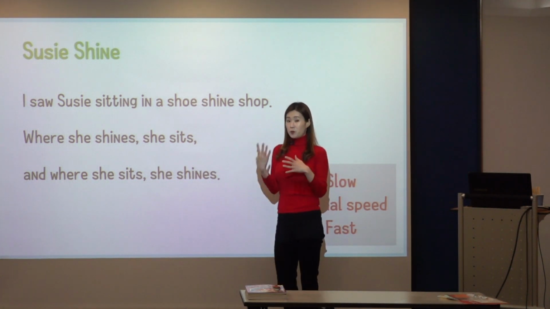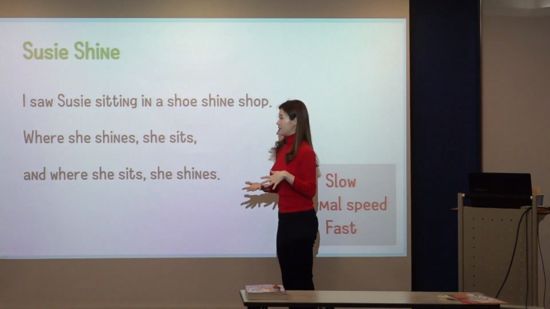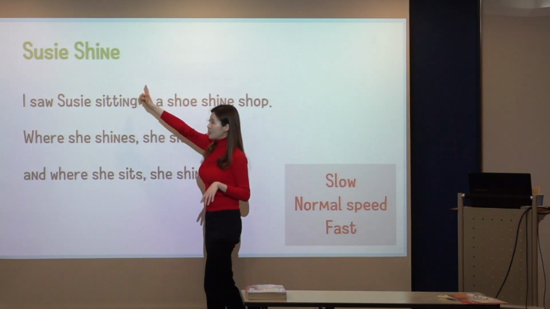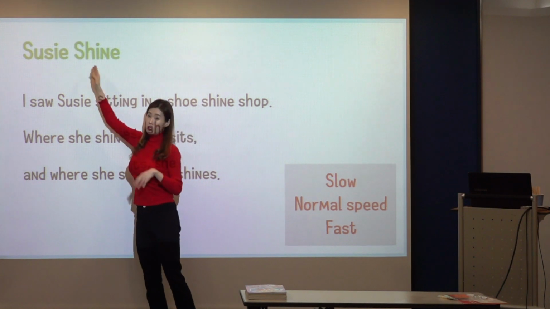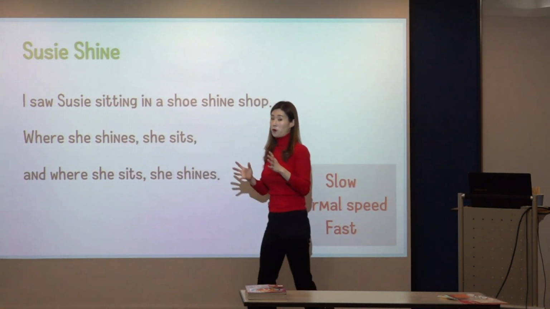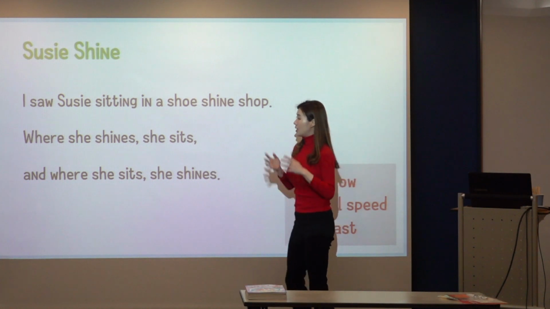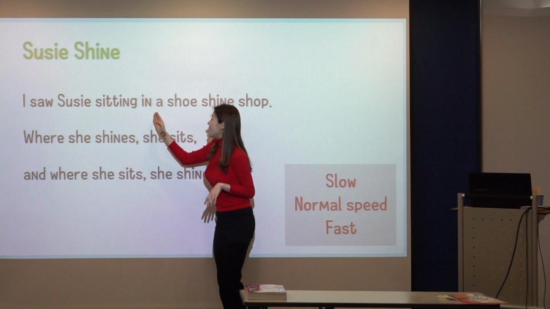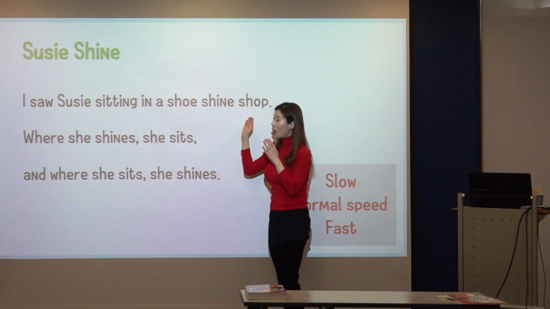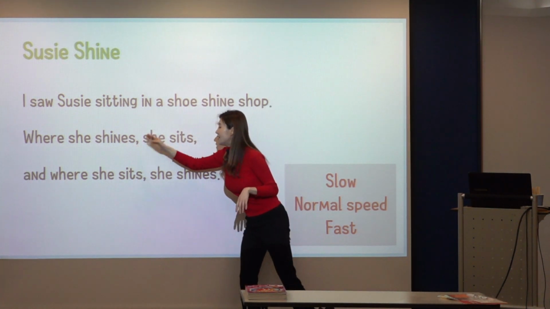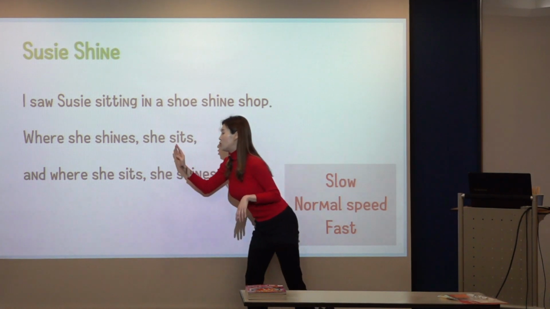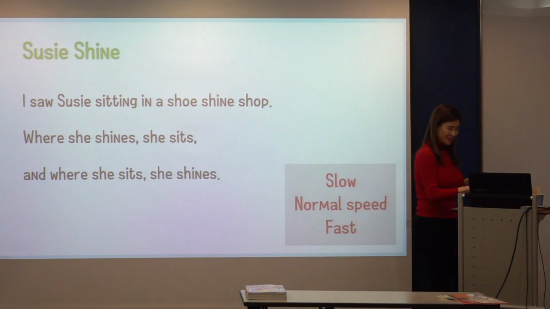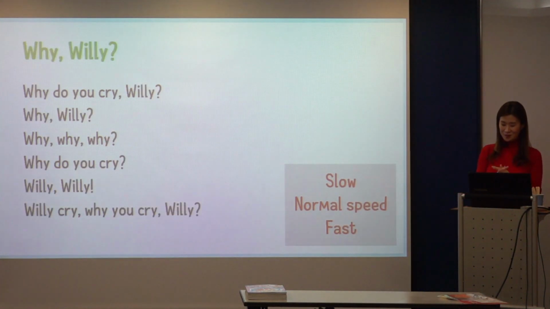But this time we're going to practice a little bit longer ones. The title is Susie Shine. When you teach S and SH, this is suitable for your class. Okay, let's read it together. Ready? I saw Susie sitting in a shoe shine shop. Where she shines, she sits. And where she sits, she shines. Oh, very difficult, right? Okay, let's move on to the next one.